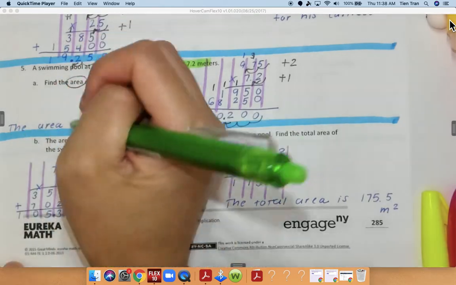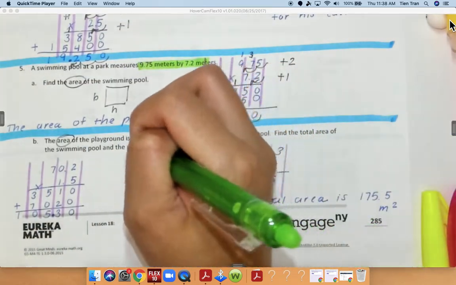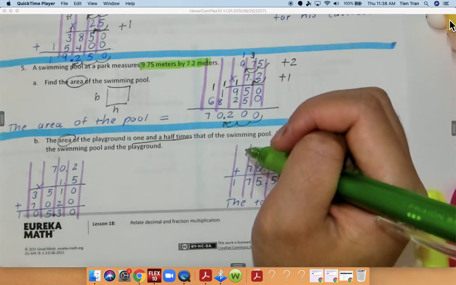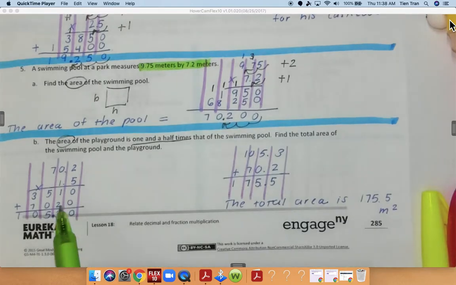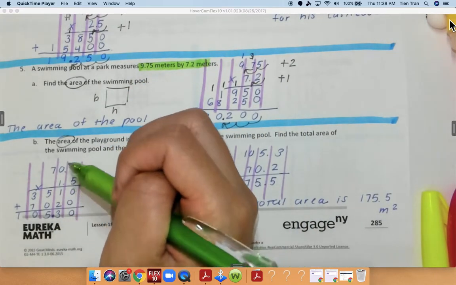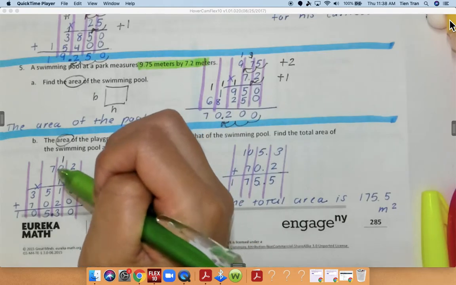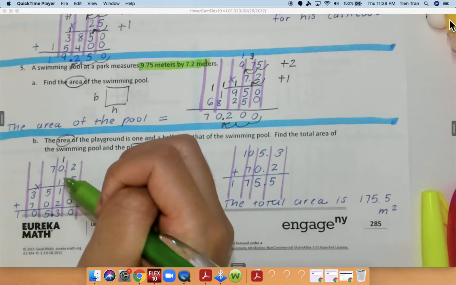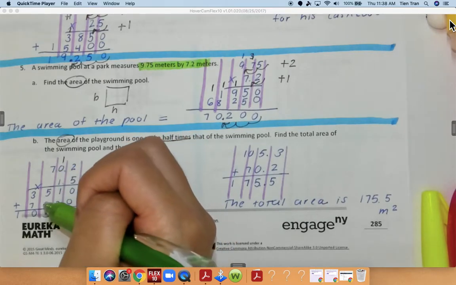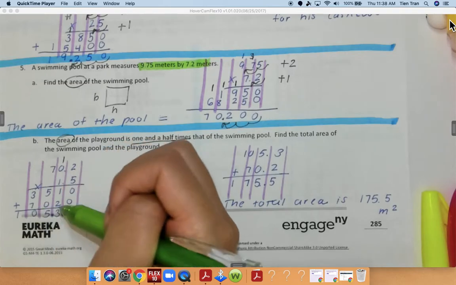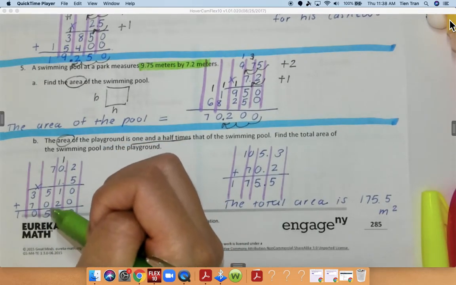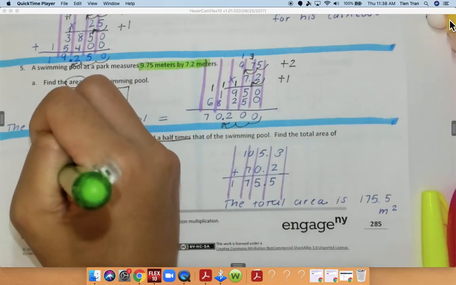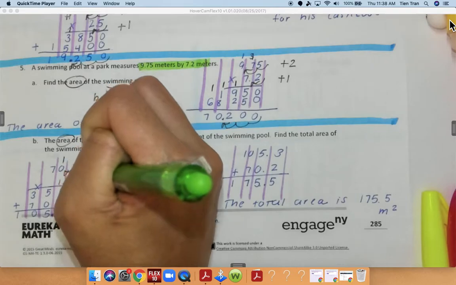The last question, the area of the playground is 1.5 times that of the swimming pool. Find the total area of the swimming pool and the playground. So the first thing I'm going to do is multiply 1.5 times 70.2. 5 times 2 is 10, 5 times 0 is 0, plus 1 is 1, 5 times 7 is 35. Bring down your 0, 1 times 2 is 2, 1 times 0 is 0, and 1 times 7 is 7. 0 plus 0 is 0, 2 plus 1 is 3, 5 plus 0 is 5, and 3 plus 7 is equal to 10. I'm going to make sure I move my decimal over twice.